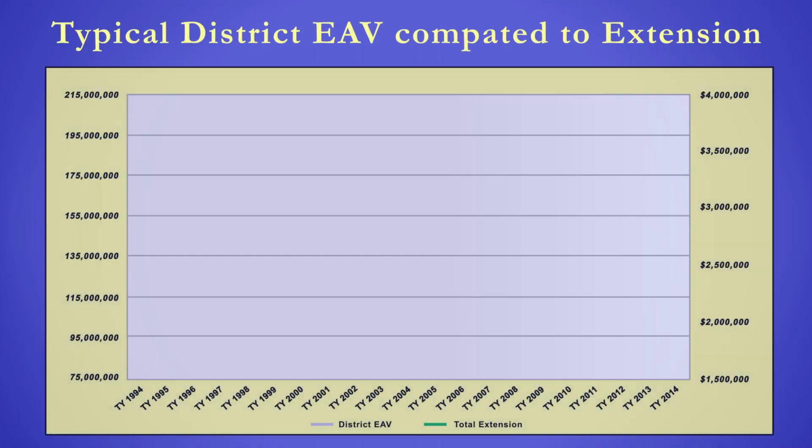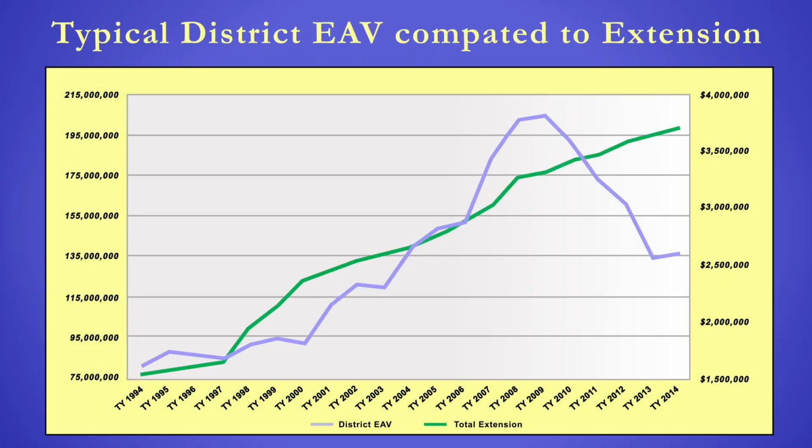However, regardless of what's happening with EAVs, again, the blue line, the green line shows the amount of tax that a typical taxing district receives each year. This number is going to typically grow over time, regardless of what's happening to EAVs.